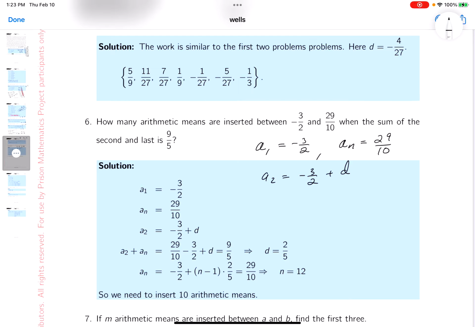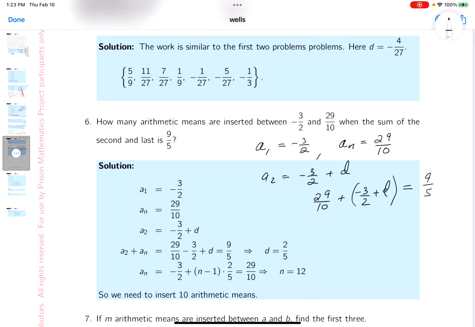I'm going to say A2 is going to be -3/2 plus the common difference, which I don't know what that is, by the way. But what I do know is the last term and the second term added together would give me 9/5. So let me write that down. I've got 29/10, that's the last term, plus the second term, which is -3/2 plus D, is going to be equal to 9/5.